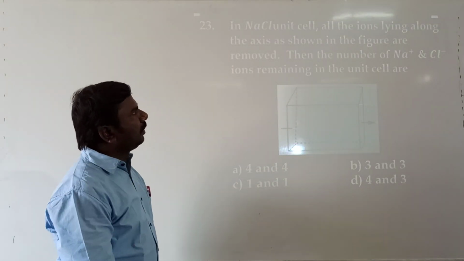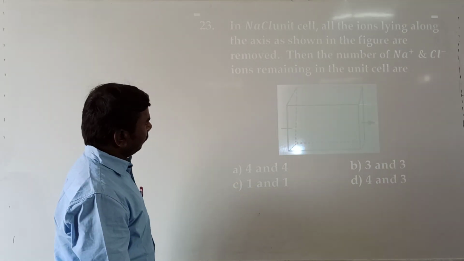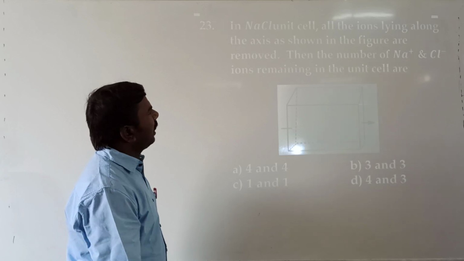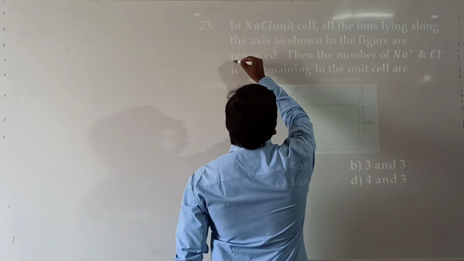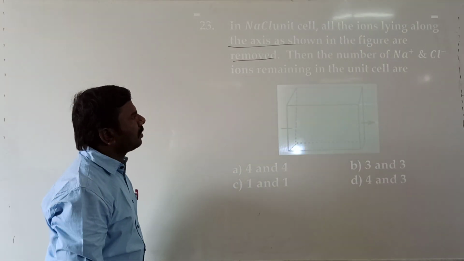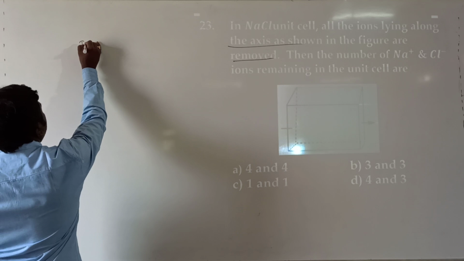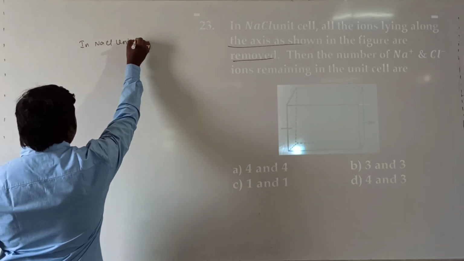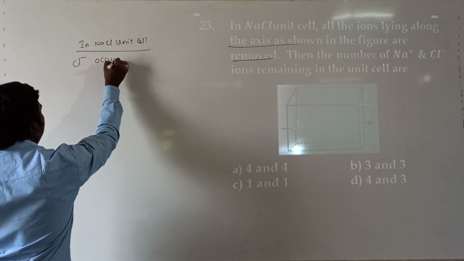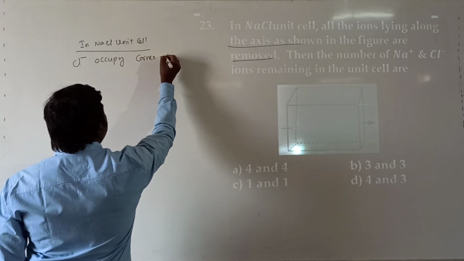It is an NaCl unit cell, 1 unit cell. All the ions lying along one axis are removed. Then the number of Na+ and Cl- ions remaining in the unit cell, right? It is NaCl. In the NaCl unit cell, chloride ions occupy corners and face centers.